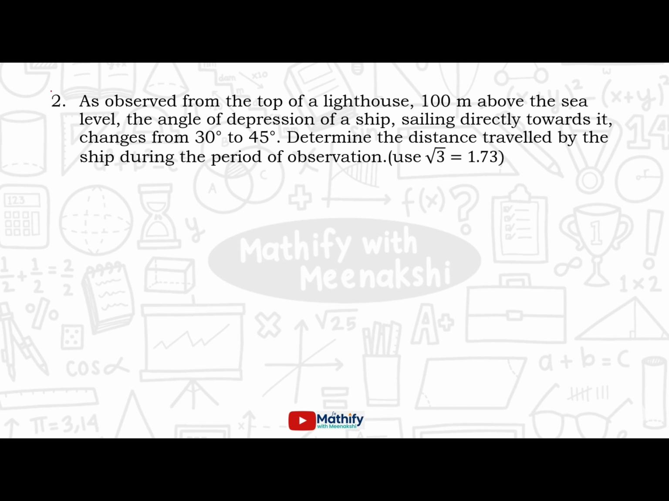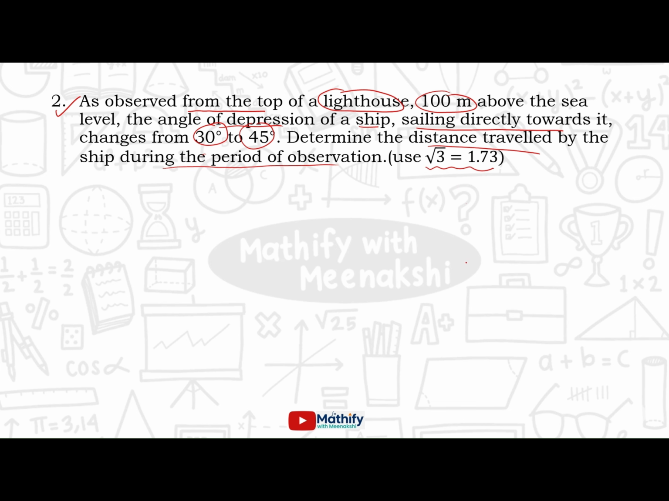In question number 2, it's written: observed from the top of a lighthouse 100 meters above the sea level, the angle of depression of a ship sailing directly towards it changes from 30 to 45. Determine the distance traveled by the ship during the period of observation. Here it's given that you have to use root 3 as 1.73.